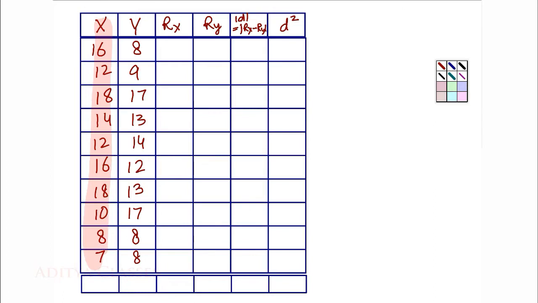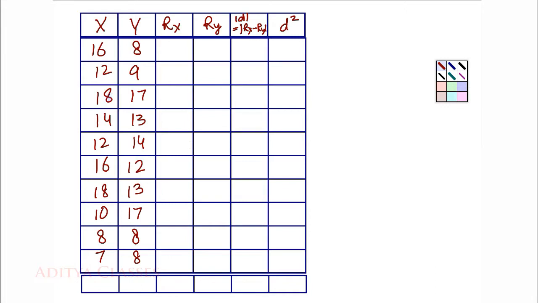x. What is the highest value? 18. Then there is another 18. So, what rank should we give? If we give first rank to the first 18 and then second to this, that will be unfair on our part, because the same 18 is getting a first rank and the same 18 is getting a second rank. So that is an unfair call. So how do we do that?